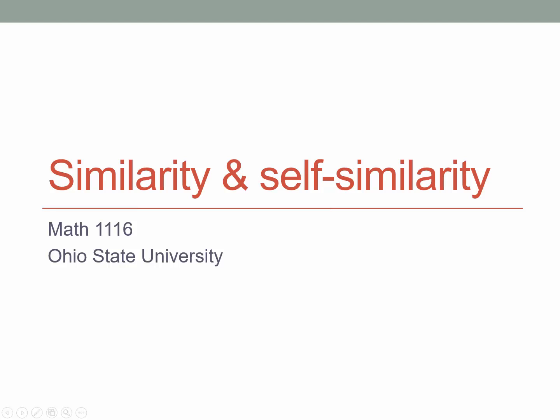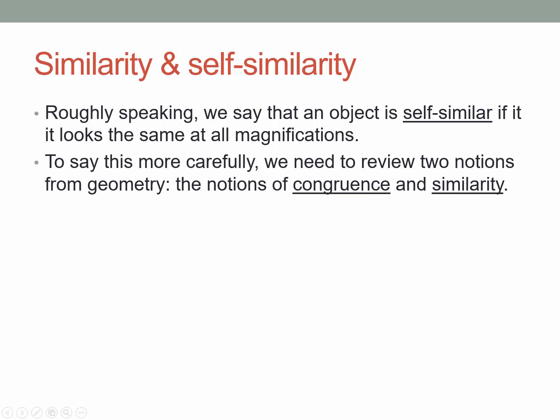In this lecture, we're going to look at one of the frequent properties that one sees in fractals, and that's self-similarity. So roughly speaking, we say that an object is self-similar if it looks the same at all magnifications. Now, to say this more carefully, we're going to go back and review two notions from geometry.